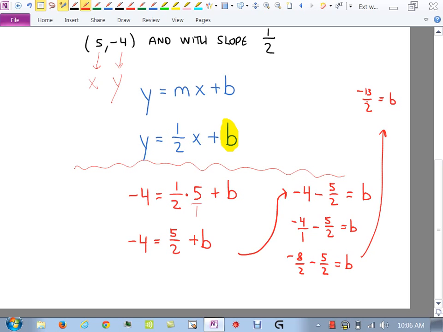And now, don't we know what b is? We have b, don't we? So we can just take that and plug that right back in here, and we've got our equation. So I'm going to come up here, and I'm going to say, now this turns into y equals, we had 1/2 x, and then we just found b was minus 13 over 2. That's a little more involved, isn't it?